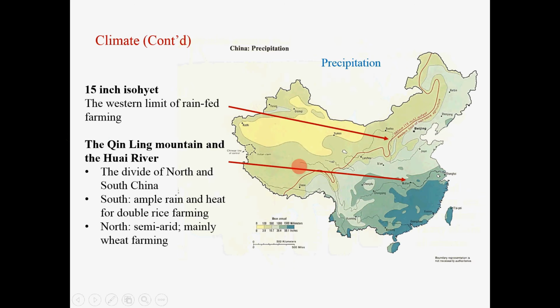You can rely upon precipitation for agriculture, assisted by irrigation in some places. To the west of this line, there's not sufficient precipitation for crop growing. So what you can do is raise animals.